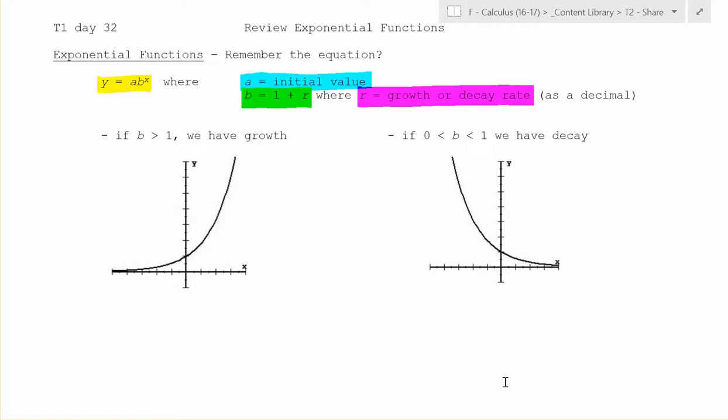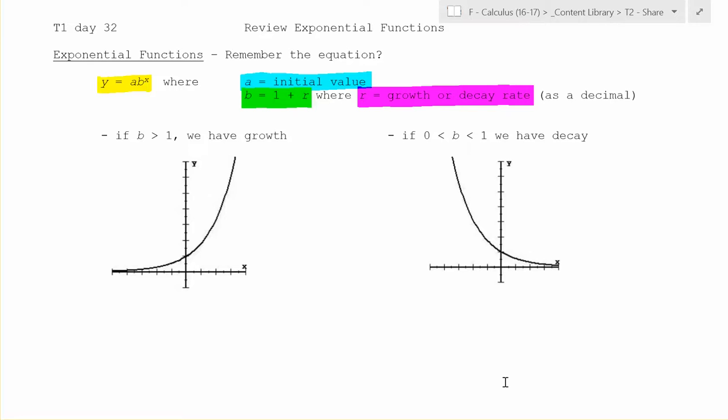might still be sinking right now. A B to the x power, where A is the initial value, your starting amount, B equals 1 plus R, where R is the growth or decay rate, 1 plus R.